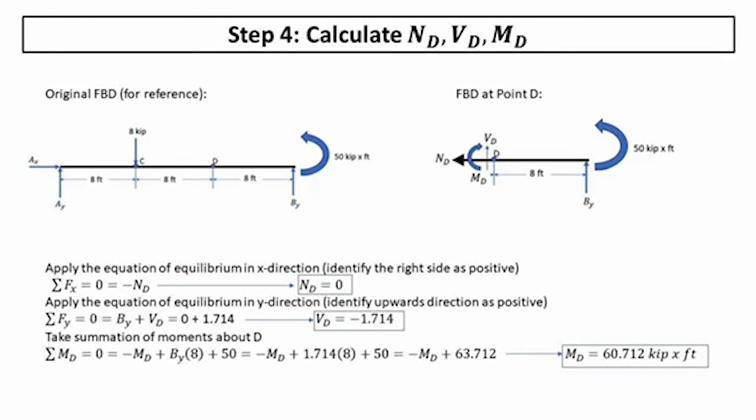So those unknown values, we're just going to do the same thing that we did before with those equations of equilibrium, where you total up all of the forces acting in the x direction and all of the forces acting in the y direction. Both equations have to equal 0, and then you do some algebra to figure out your ND and your VD. And then to find the MD, we're going to do the summation of moments about D, set that equal to 0, and we find MD to be 60.712 kip-feet. So that's the end of this problem. All the boxes show the answers to the questions.